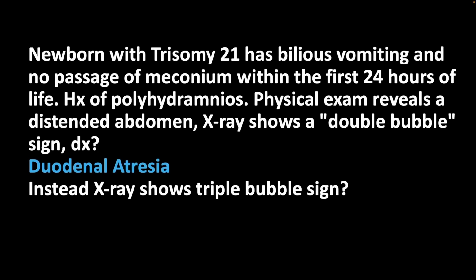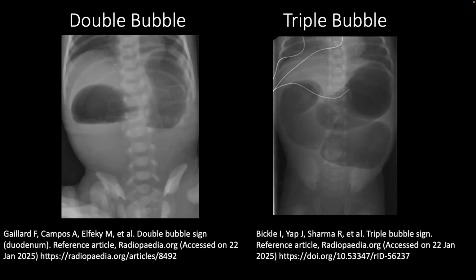And instead, if it showed a triple bubble sign, that would be jejunal atresia. Here's an example of the two. 1, 2, double bubble. 1, 2, 3, triple bubble.